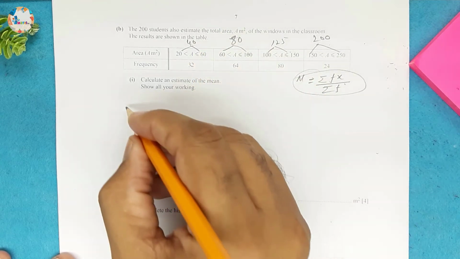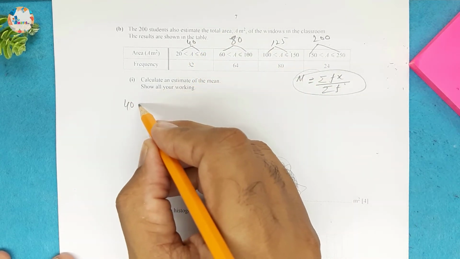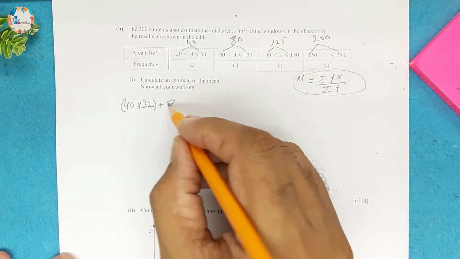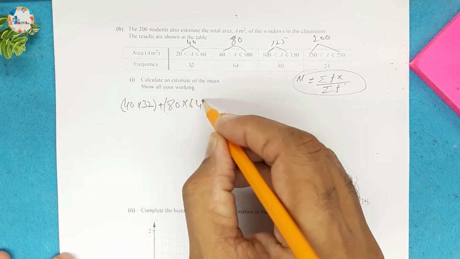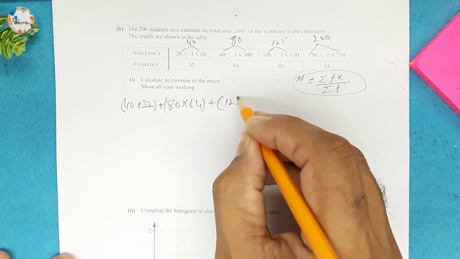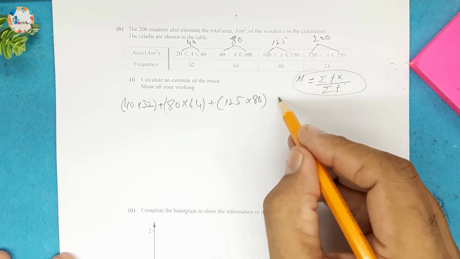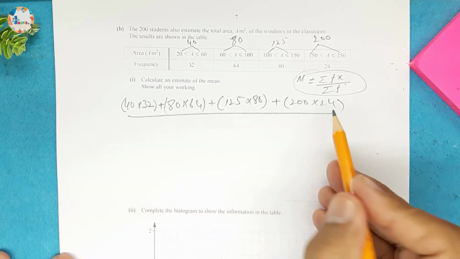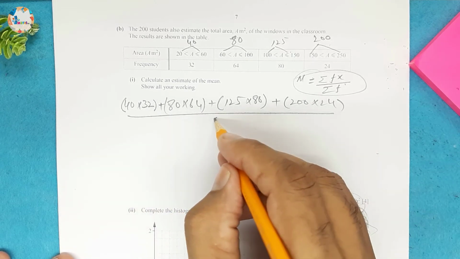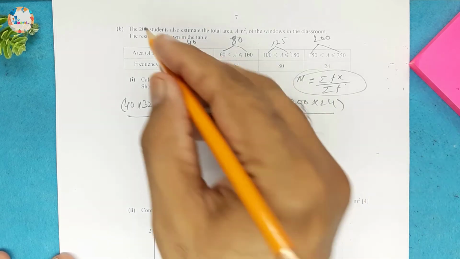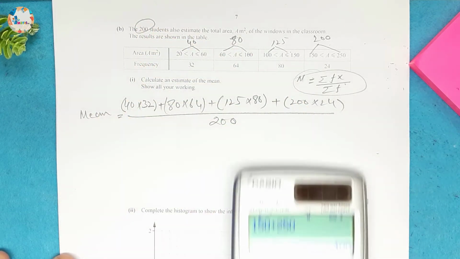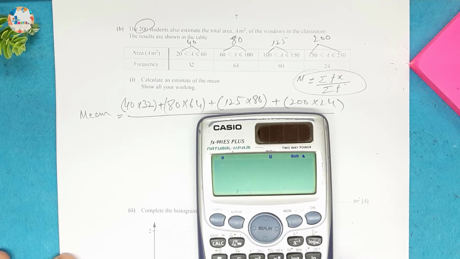So this multiply by this, 40 multiply by 32, plus 80 multiplied by 64 plus 125 multiplied by 80, and the last one is 200 multiplied by 24, and this everything will be divided by 200. Because total is 200, so this will be our mean of the range. So we can calculate this. Calculation will have to be careful.